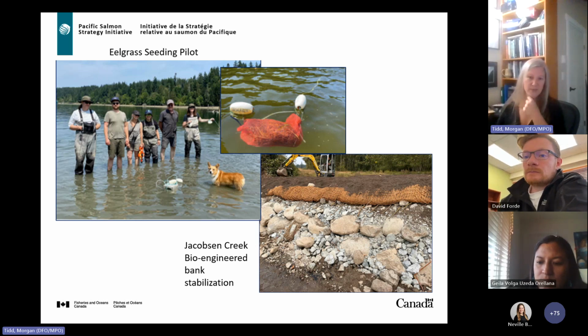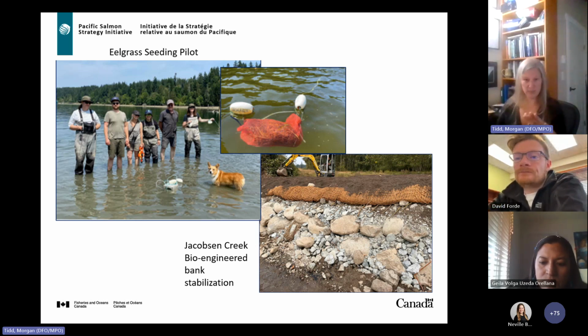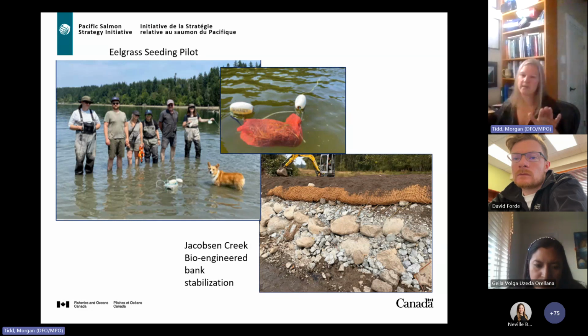Jacobson Creek, which is a tributary to the Fraser, instead of using riprap, they're attempting to use bioengineered bank stabilization using coir soil wrapping methods. We do have some intent to find some projects where we can try this type of technique in a salt marsh environment as well.